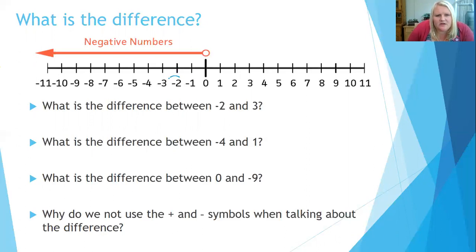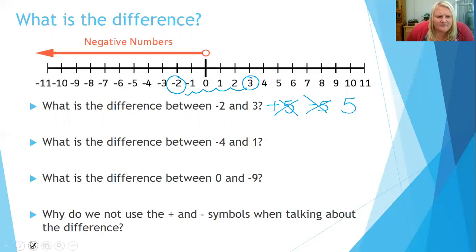So if we start on -2 and we want to get to 3, we'll circle the two of them. We know that it's 1, 2, 3, 4, 5. They have a difference of 5. Because if I start at -2, I can add 5: 1, 2, 3, 4, 5. But if I started at 3 and went back the other way, it would still be 5. So we don't need to put +5, or -5. For difference, we'll just put the number. So they have a difference of 5.